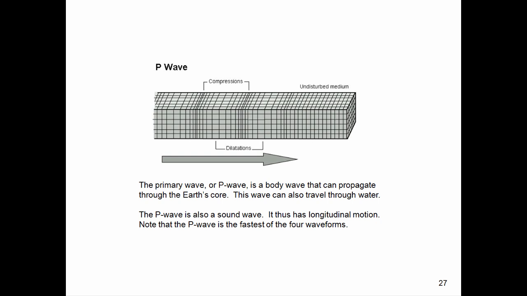Now another characteristic about these P waves is that they can go through air, they can go through water, liquids, they can go through granite or solid material. And it's also the fastest of the four common waveforms. That's why it's the first one that we're looking for, the first one to arrive at my home seismology station. So that's the P wave.